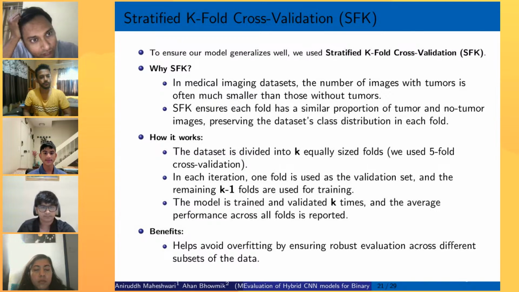Every single time the validation set changes and the training set also changes. The model is trained and validated 5 times, or k times, and the average performance is reported. This allows the model to be trained and validated an equal number of times and helps avoid overfitting because of the robust evaluation across different subsets. So this ensures that the model is trained an even number of times and tested the same number of times. Next slide.